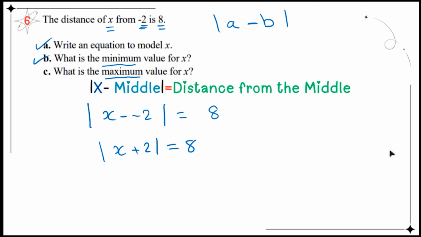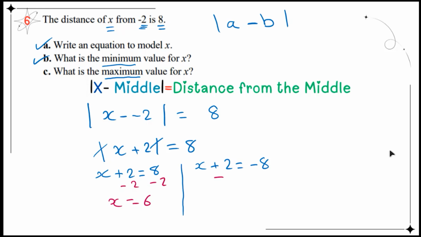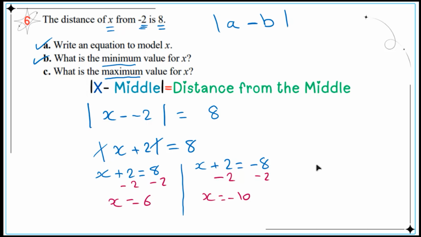Okay, like we studied before in another lesson on solving absolute equations, we write two equations here. After we cancel the absolute, we write the first one, x plus 2 equal positive 8, and the other one will be x plus 2 equal negative 8. Now let's solve it. Minus 2, minus 2. Then x equals 6. And the other one, minus 2 here also, then x equals negative 10. Negative 10 represents the minimum and x equals 6 represents the maximum.